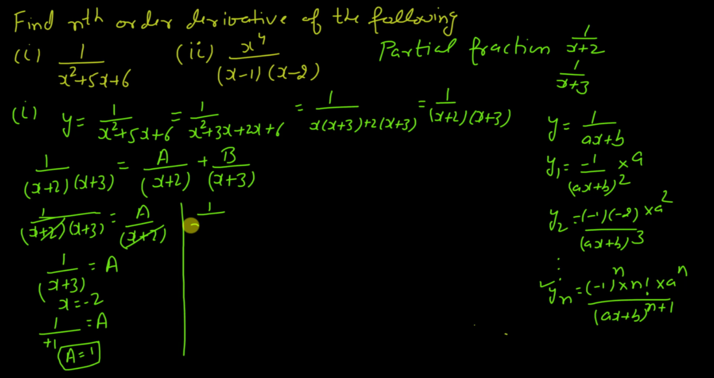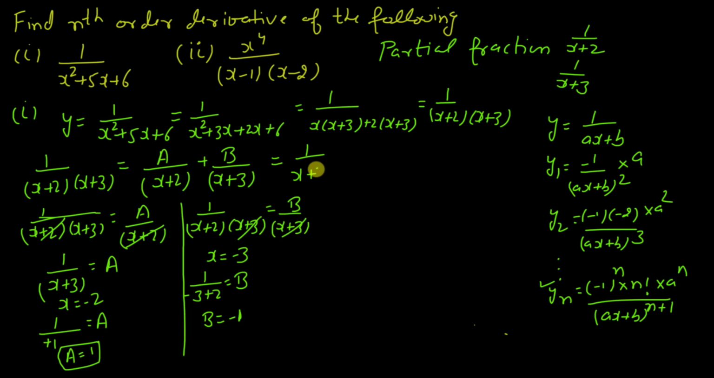Now compare this one with this one. It will be 1 by x plus 2 into x plus 3 is equal to b into x plus 3. This will cancel out. Put x is equal to minus 3. It will be minus 3 plus 2 is equal to b. B is equal to minus 1. So here I am going to substitute these values. A is equal to 1, it will be 1 by x plus 2, and it will be minus 1 by x plus 3.